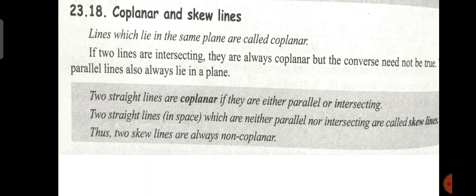If two lines are intersecting, they are always coplanar. But the converse need not be true: a coplanar pair of lines may not be intersecting. Two straight lines are coplanar if they are either parallel or intersecting. And two straight lines in space which are neither parallel nor intersecting are skew lines.